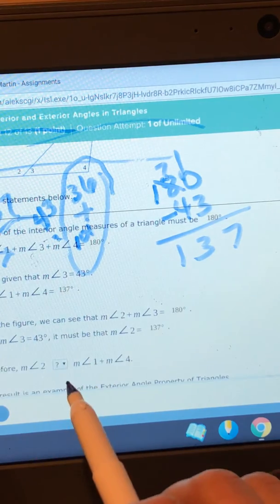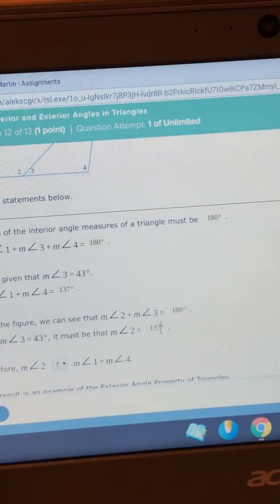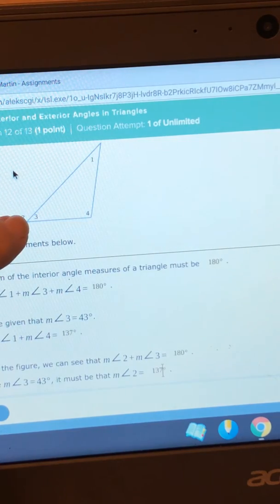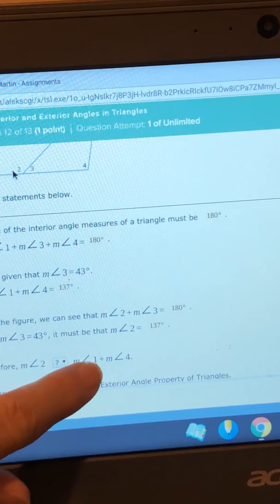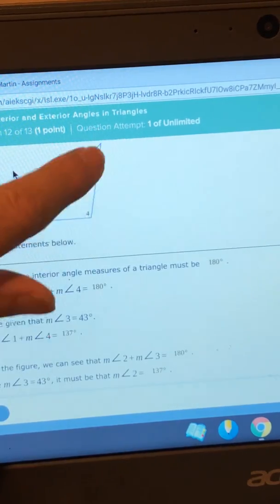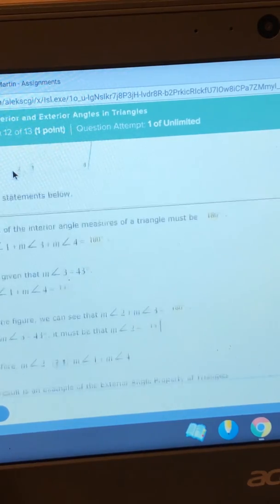Okay, therefore, let's take a look. Now I'm going to have to erase all this stuff. So we have the measure of angle 2 right there. The measure of angle 2 is something with the measure of angle 1 plus the measure of angle 4. Well, we already know. What do you do to 1 and 4 to get that exterior angle? Well, you add them.